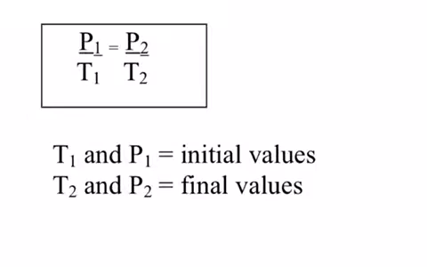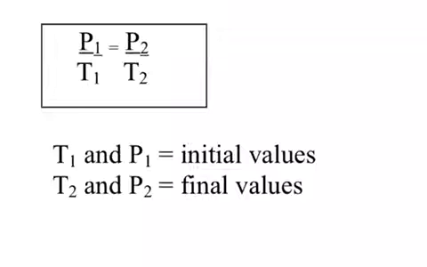Now, the formula for this, similar to Charles, but notice volume is not part of the formula. It's P1 over T1 is equal to P2 over T2. In other words, the initial pressure divided by initial temperature is equal to final pressure divided by final temperature.